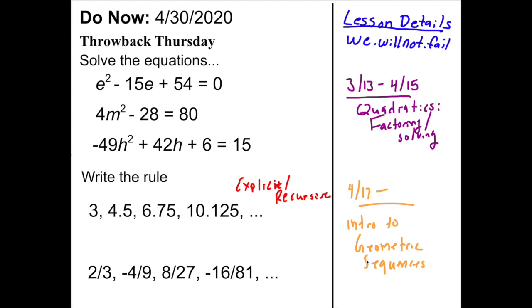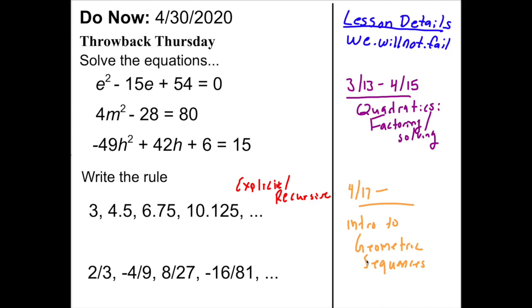So what we need to do: solve these three equations. e squared minus 15e plus 54 is 0. 4m squared minus 28 is 80. Negative 49h squared plus 42h plus 6 is 15. Okay, so that's the throwback because there's a little bit more of that than usual.